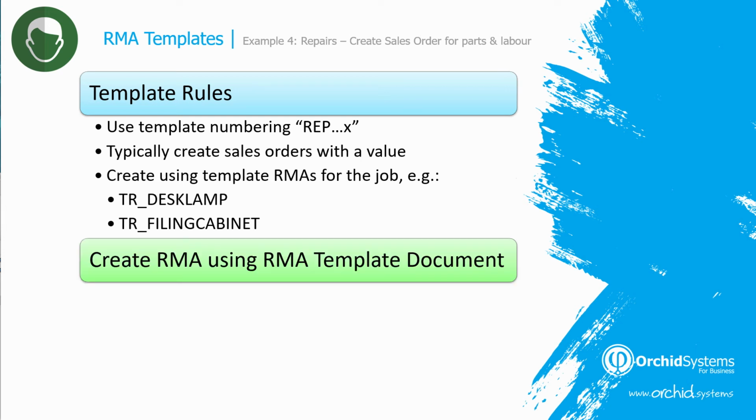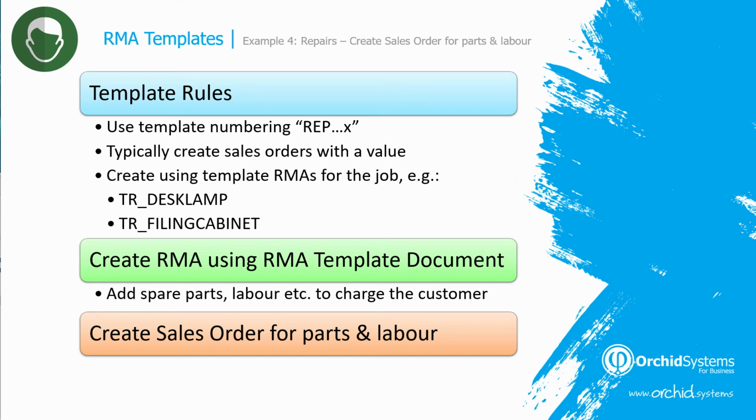Then we're going to create the RMA using the RMA template document. We're going to add parts and labor and any charges we would need to. And then we're going to create a sales order for the parts and labor.